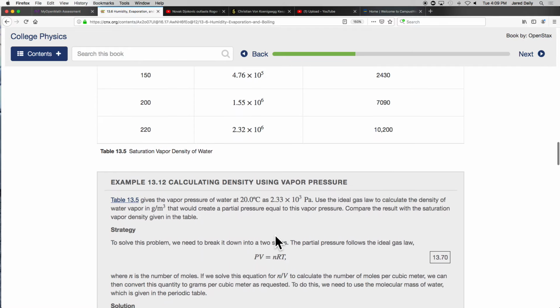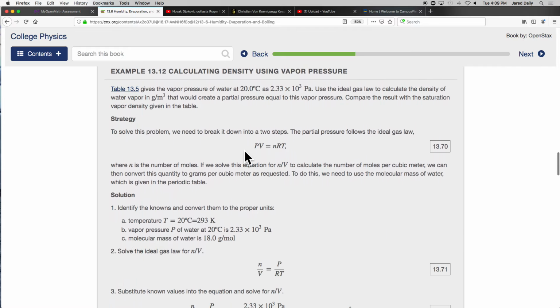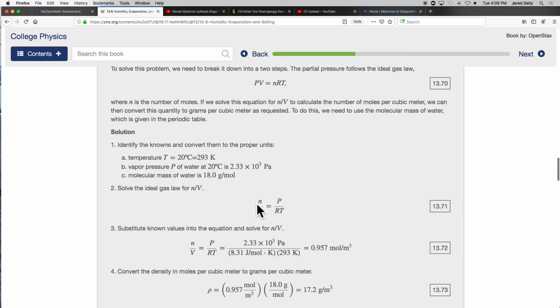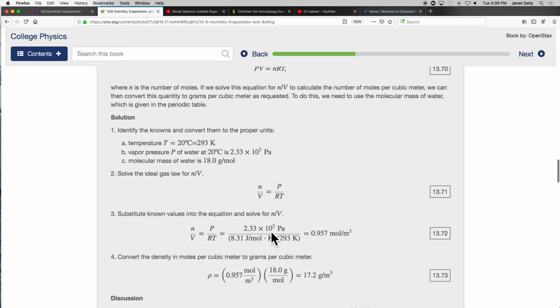So here in this equation, we have PV equals nRT. We have the n, and we have the V. We need to solve it. n over V equals P over RT. And we plug those in. We plug in the pressure, we plug in the temperature, we plug in R. And that gives us 0.957 moles per meter cubed.